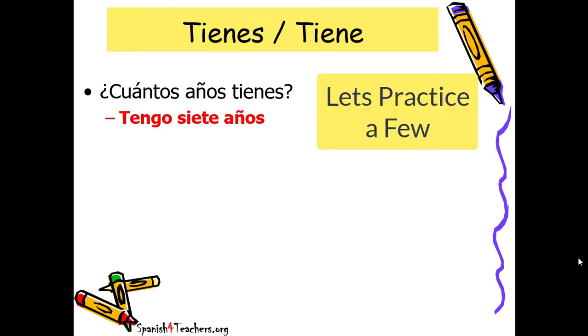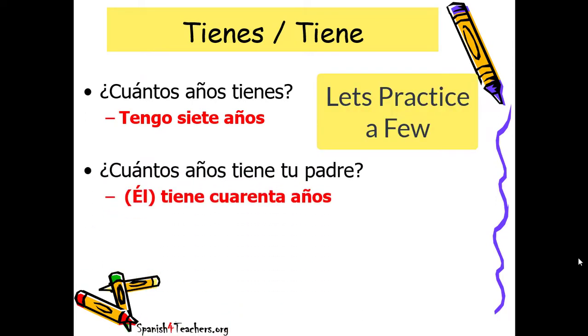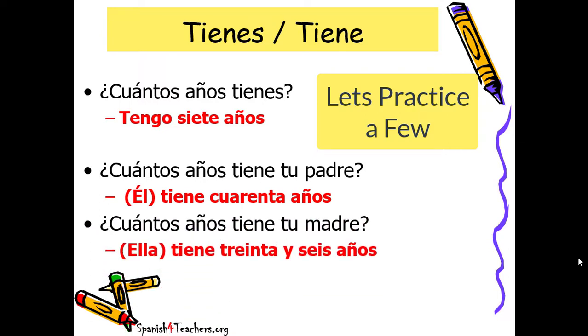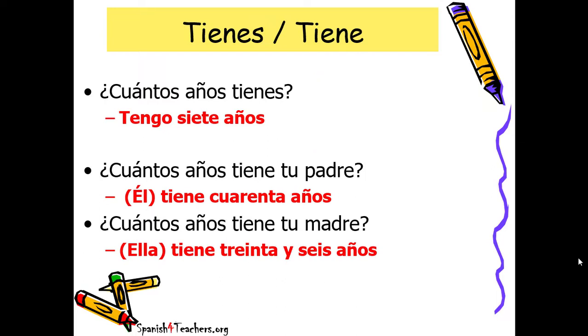¿Cuántos años tienes? Tengo 7 años. ¿Cuántos años tiene tu padre? Bueno, él tiene 40 años, o lo que sea, whatever it is. ¿Cuántos años tiene tu madre? A response you might give, ella, she, tiene 36 años. Briefly ask yourself, what is 36 años? If you thought 36, you were correct.